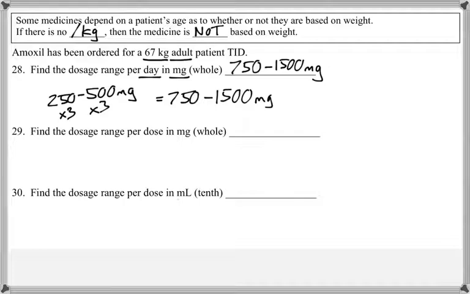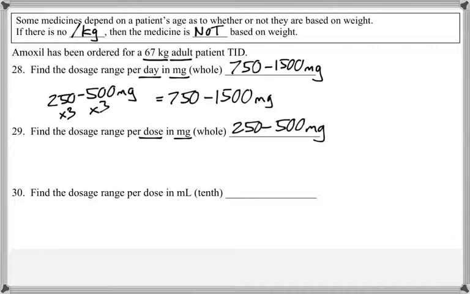29 says find the dosage range per dose in milligrams. This actually is just the original 250 to 500 milligrams. So they should have asked question 29 before they asked question 28, but they're kind of asking it out of order here. So the 250 to 500 milligrams, that's how much it is for just one dose. And 750 to 1,500 is how much it is for the entire day.